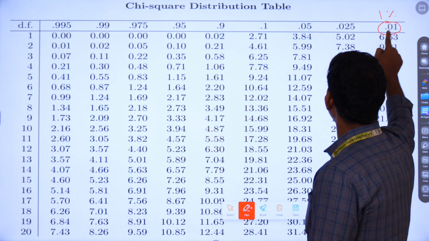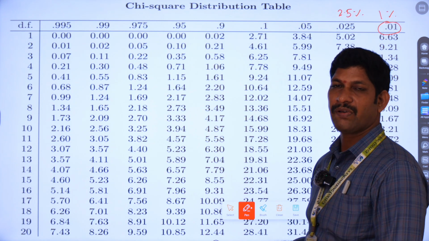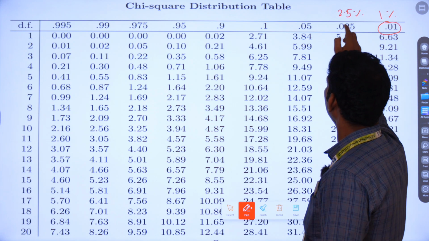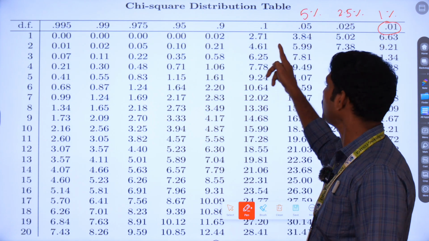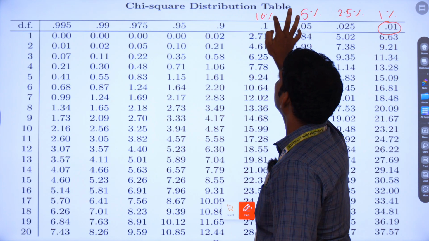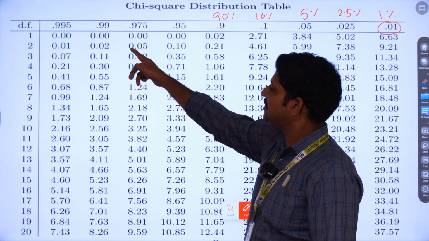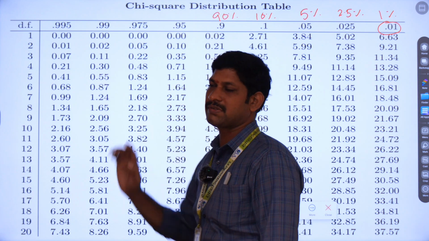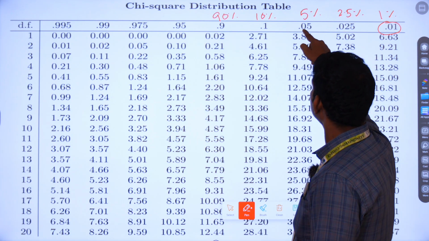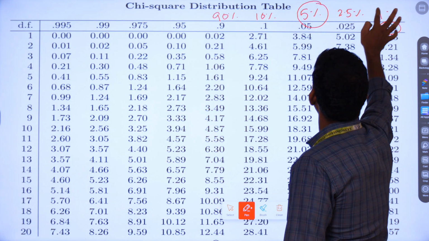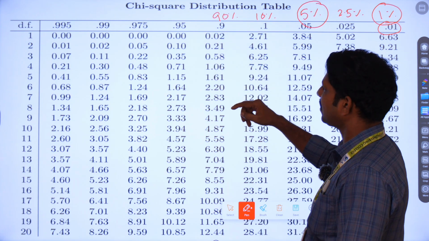1 by 100 becomes 0.01, then 2.5%, which is 2.5 divided by 100, becomes 0.025, then the 5% level of significance. 5 by 100 becomes 0.05, then 10%, then 90%, and it goes on: 95%, 97.5%, 99%, 99.5%. Most problems will use only the 5% level or 1% level. The remaining values are used if they are given, so we need to check according to the given value.